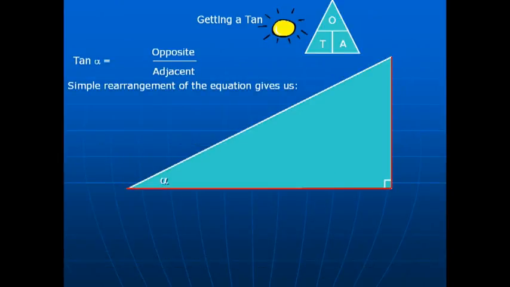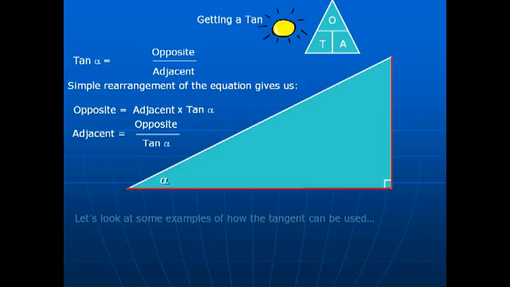Simple rearrangement of the equation gives us opposite equals adjacent times the tan of the angle, or adjacent equals the opposite divided by the tan of the angle. Let's look at some examples of how the tangent can be used.